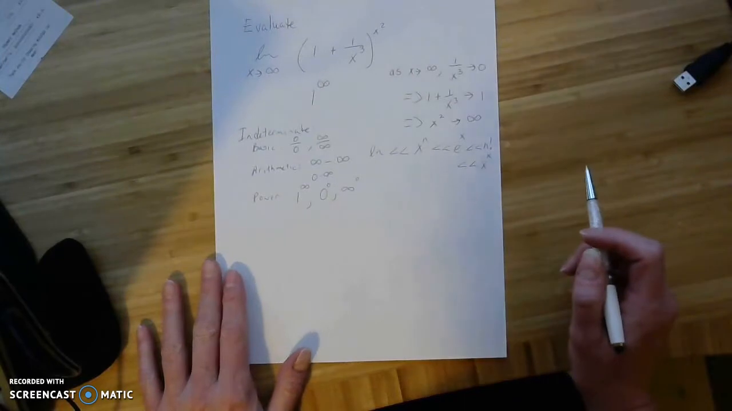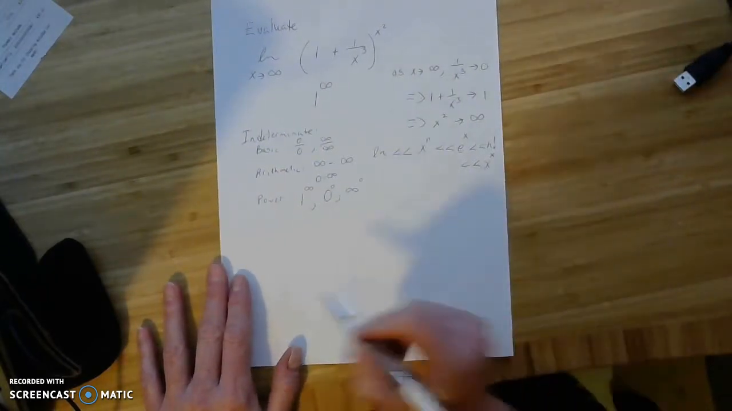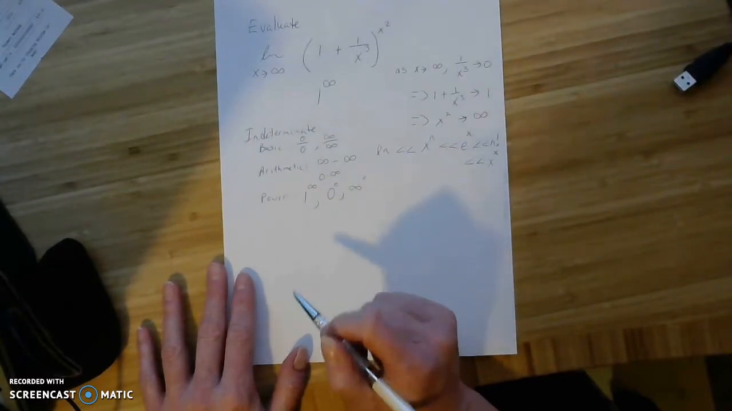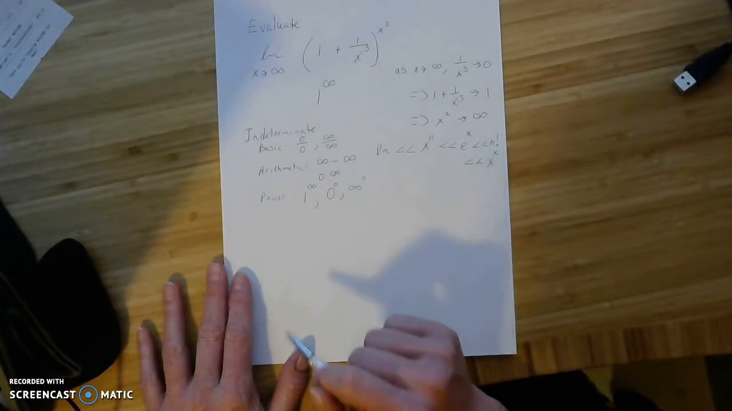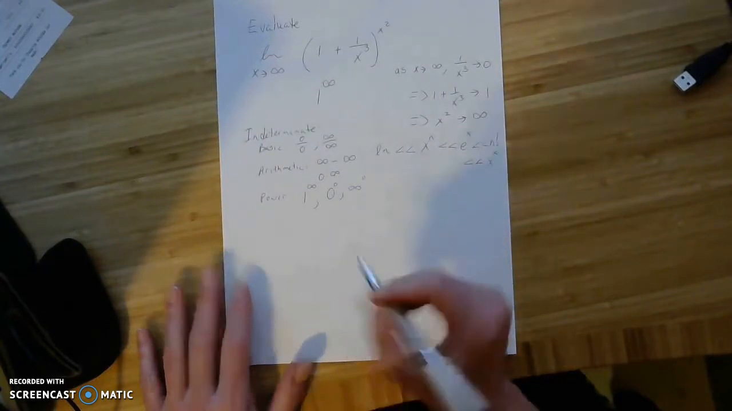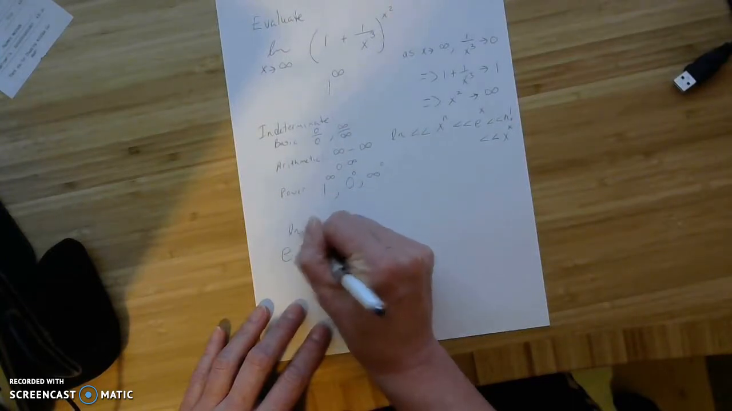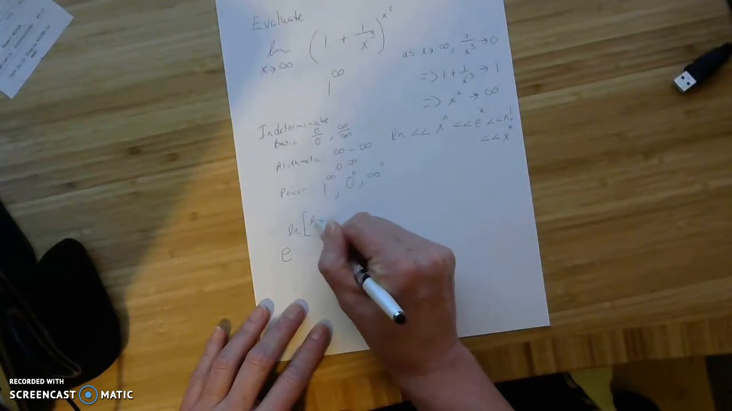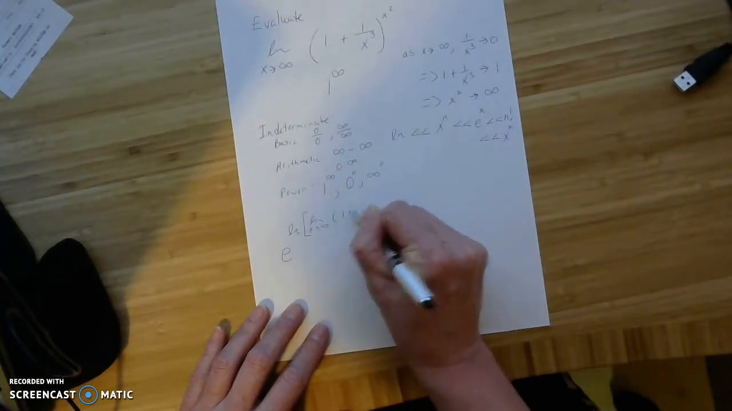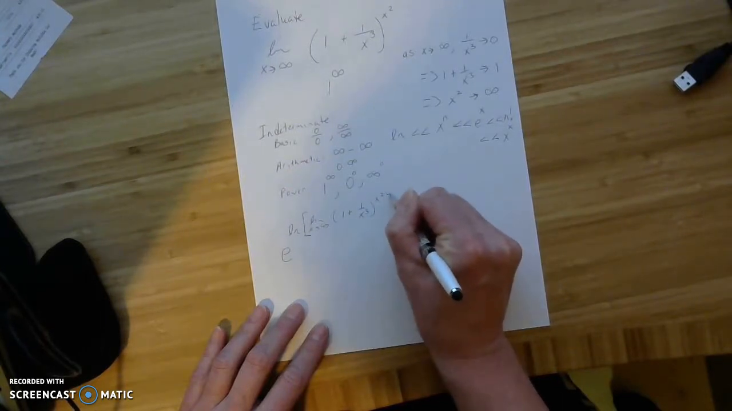How do you undo natural log? e to a power. So that's basically what we're going to do. We're going to apply natural log and then undo it by taking that thing to the e to that power. So what we're doing is e to the power natural log of, and then everything else is right here. Limit x goes to infinity of 1 plus 1 over x cubed to the x squared power.